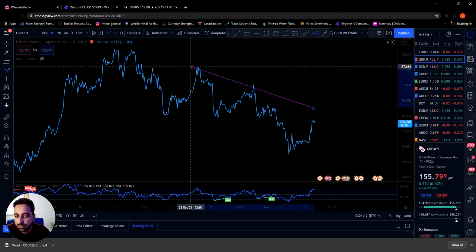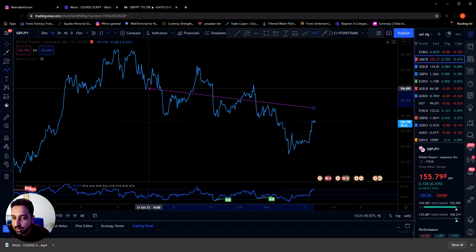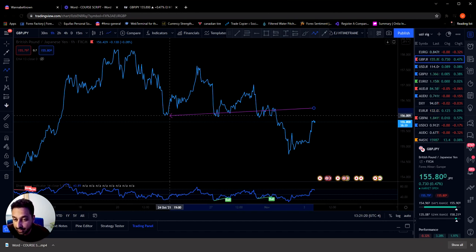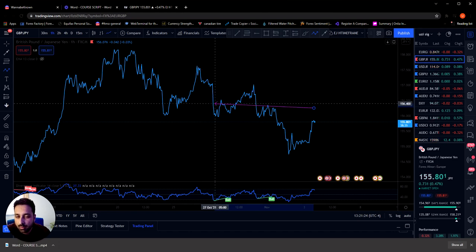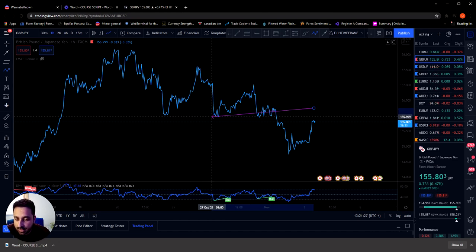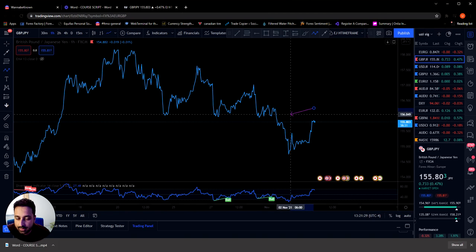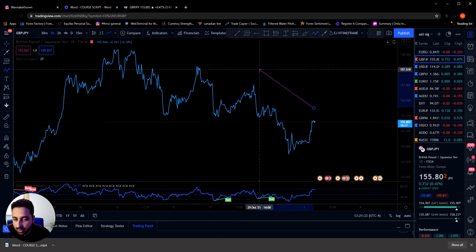So things like this you can let go. It's very minor that we broke this little structure here. The more important part here was that we broke structure with a strong impulse to the downside. And then it's always okay to make equal lows, even if we are in a downtrend. That is fine. That does not mean that the trend has reversed and it's going to go up.